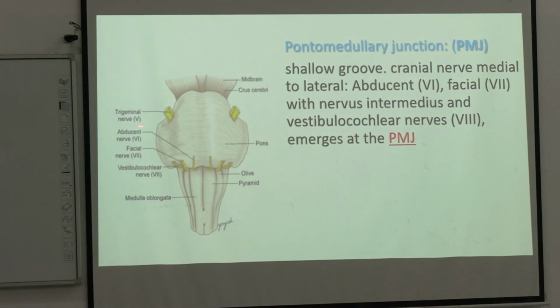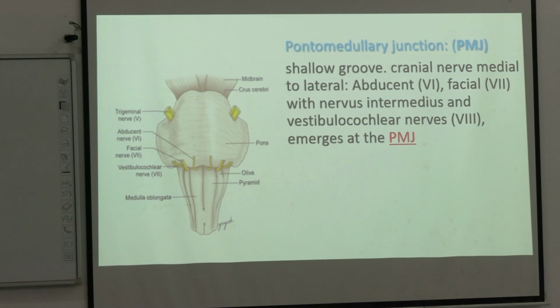So we have the abducent nerve, the 6th cranial nerve, then the facial nerve, the 7th cranial nerve, and then the 8th one. The 8th has 2 components, the cochlear component and the vestibular component. Together the 8th cranial nerve is the vestibulocochlear nerve. The cochlear component deals with hearing and the vestibular component deals with balance, which is related to the middle ear cavity.